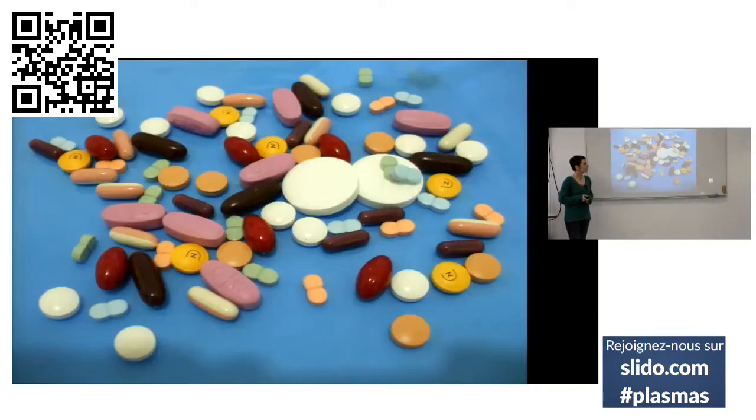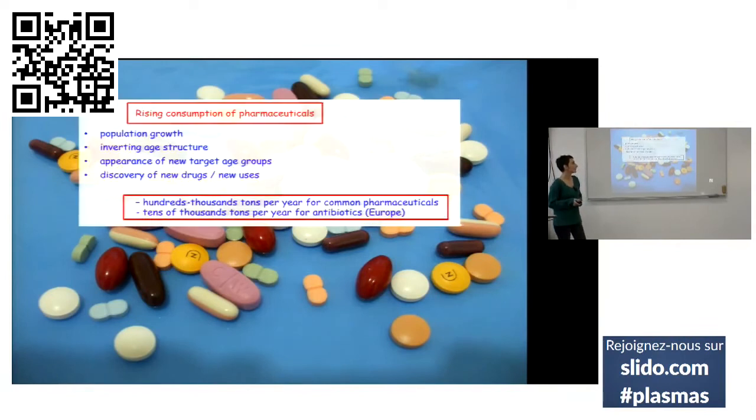This is a picture that I took at home. These are the medicine that my mother takes either on a regular basis or occasionally. And like her, there are many, many patients with 1 or 2 chronic diseases. So it's no wonder that the consumption of pharmaceuticals is huge. And in fact, it has been rising constantly during the last years.